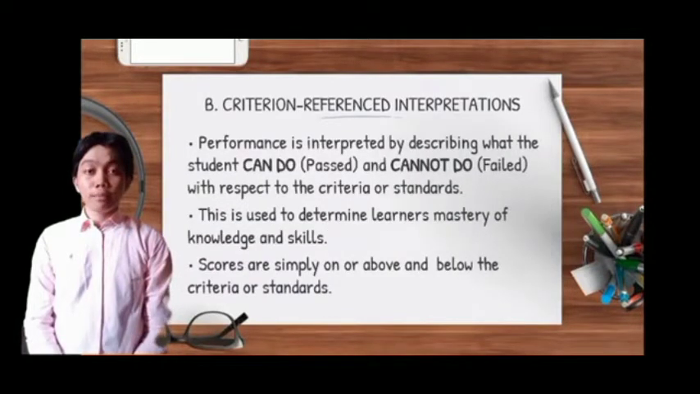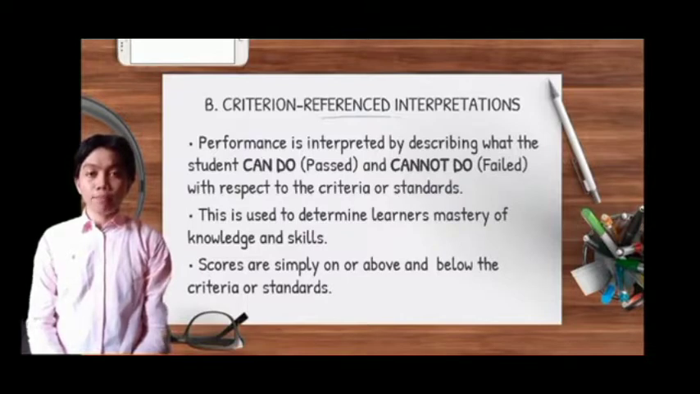Performance is interpreted by describing what the student can do, meaning passed, and cannot do, meaning failed, with respect to the criteria or standards. In criterion reference interpretations, it's simply pass or fail. Your performance versus the criteria. It's either you passed the criteria or you failed the criteria.